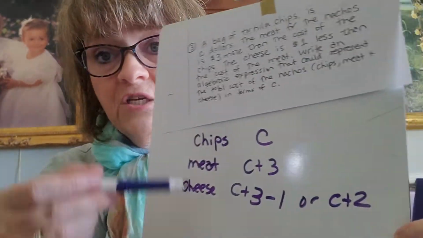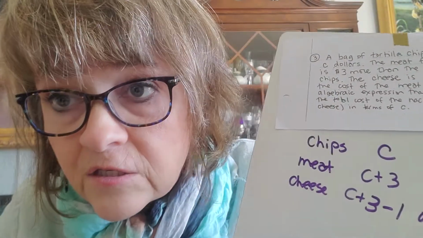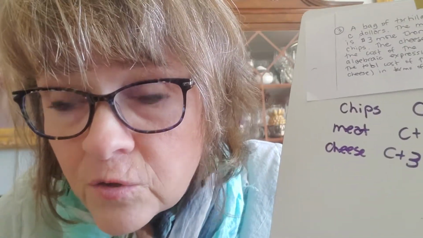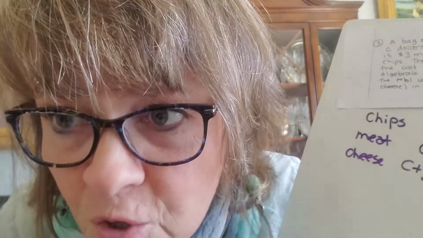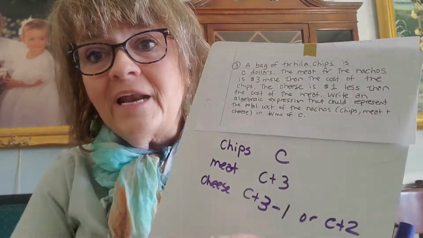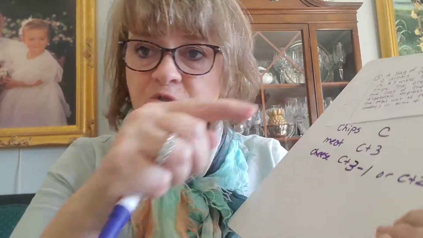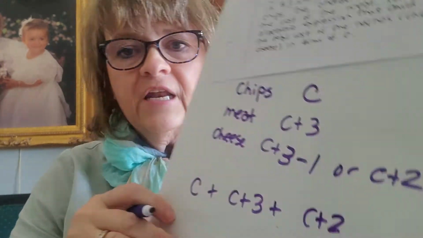It says, write an algebraic expression that could represent the total cost of the nachos. These are the nachos: the chips, the meat, the cheese. What's the total cost for the nachos? If I told you to total something, what would you do? You'd add them up. We're going to add the chips. We're going to add the meat. We're going to add the cheese. So I have chips. I have meat. And I have cheese. And it looks like this.